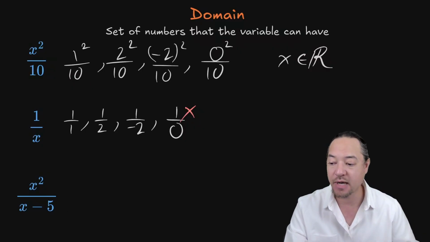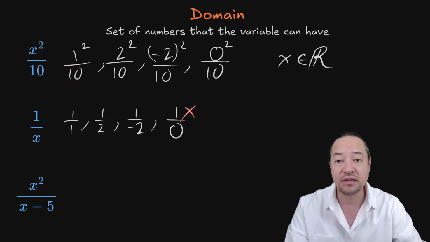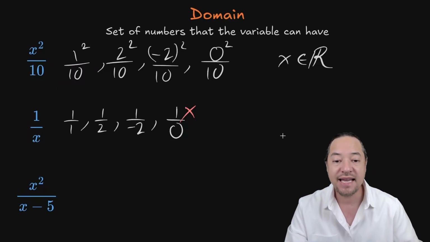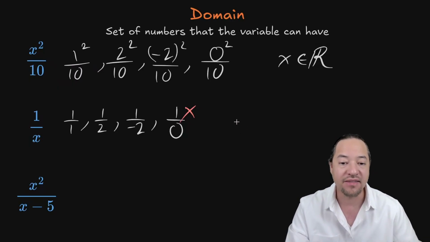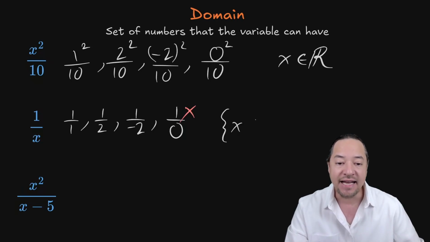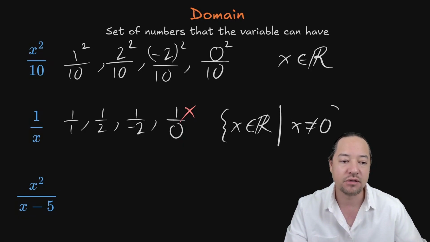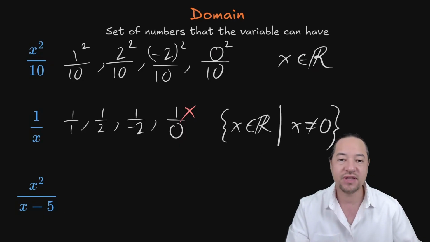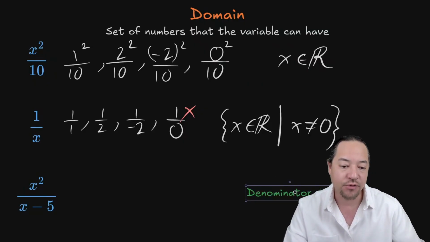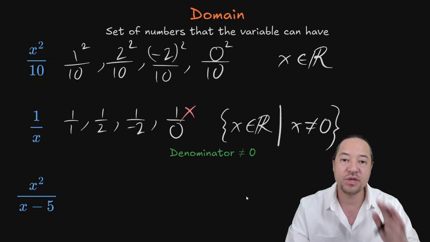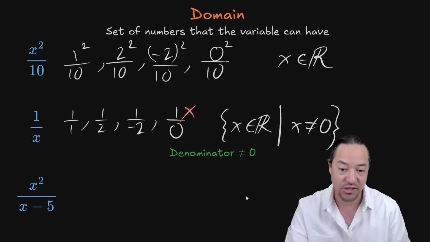So now when I talk about my domain here, I have to be a little bit more careful because I cannot have x be 0. Okay, that is the key. So I'm going to say that my domain is any x that is in the set of real numbers, given that x is not equal to 0. All right, that's the key here. I cannot have a 0 in the denominator. And so if I wanted to just keep that here as a rule, that's what I'm looking out for. The denominator of my rational expression cannot be 0.